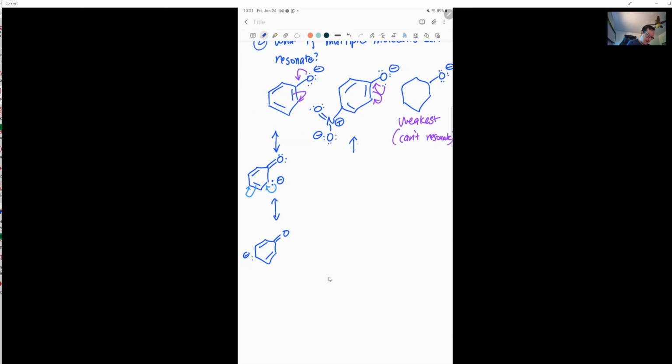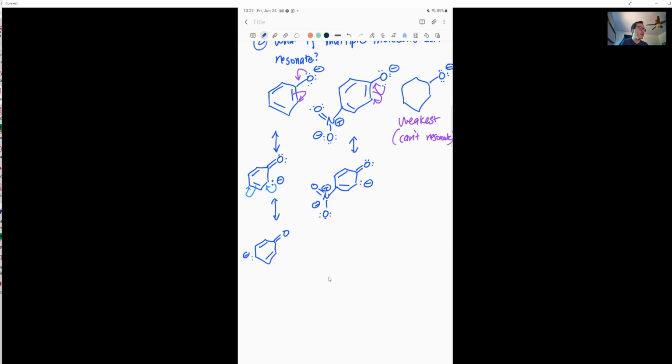Resonance structures always take so long to draw. But really what we're looking at here is which one can do better resonance. And that's going to make our difference in which one's going to be the strongest acid. By better, do you mean which one can produce more resonance, or which one creates more, like, major? I would say more the latter one, right?